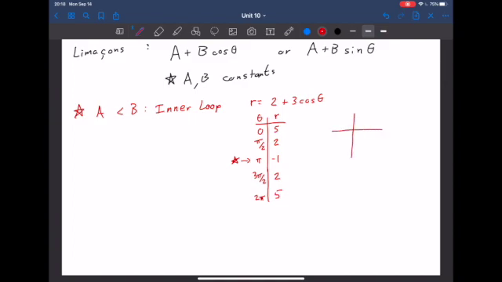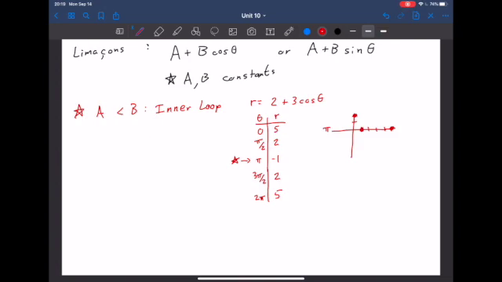So what does this do? 1, 2, 3, 4, 5. It starts out way out here. When I get to pi over 2, I'm just out 2. When I'm at pi, instead of going this way toward pi, I'm going backwards. So the third point I hit is here. That's what's going to cause the inner loop.